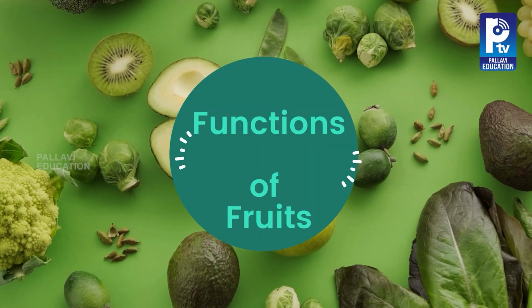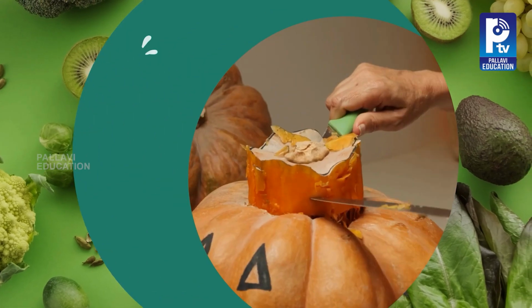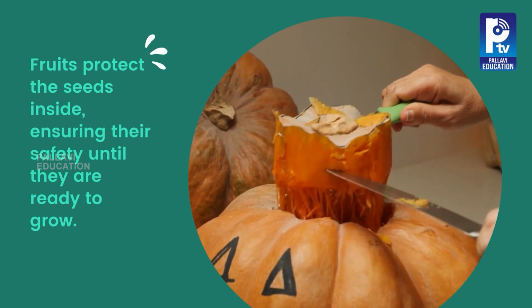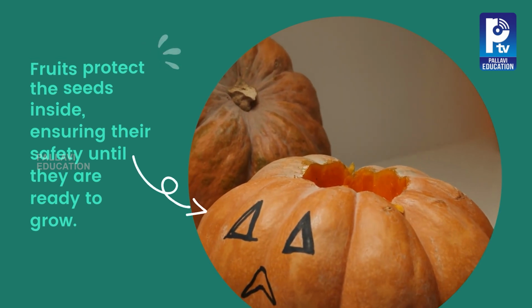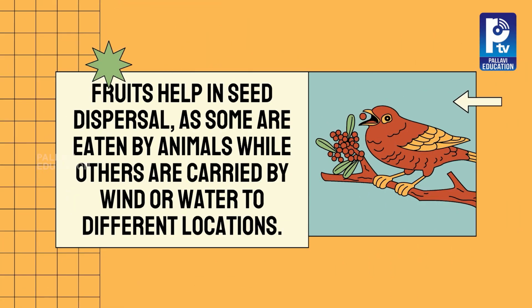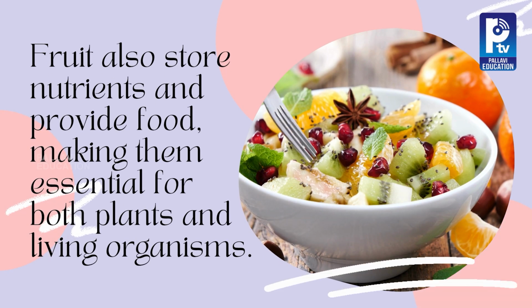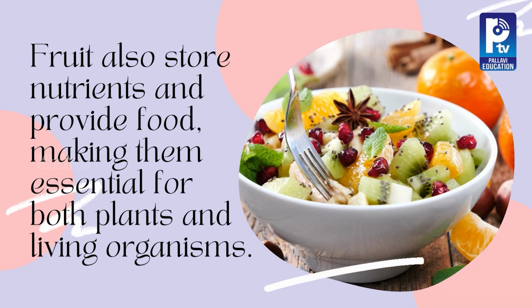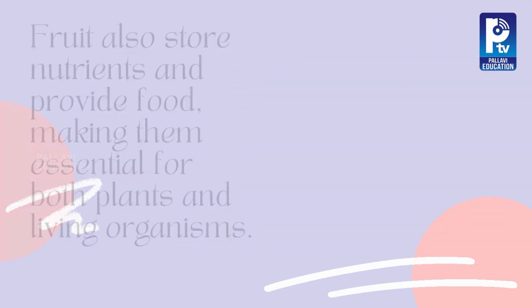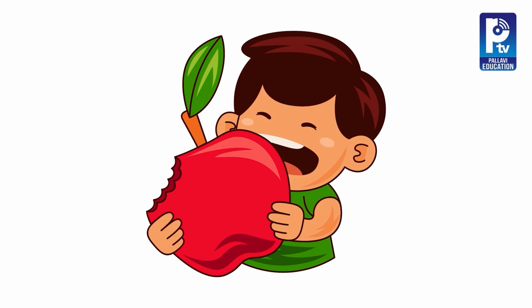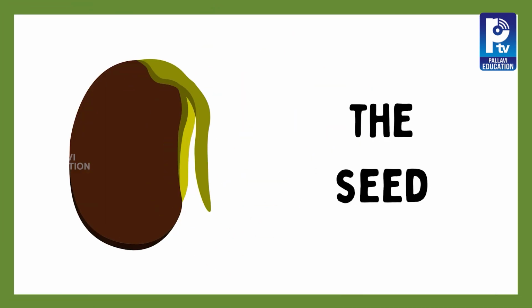Now, let's understand the functions of fruits. They protect the seeds inside, ensuring their safety until they are ready to grow. Fruits help in seed dispersal, as some are eaten by animals, while others are carried by wind or water to different locations. They also store nutrients and provide food, making them essential for both plants and living organisms. So, the next time you eat a fruit, remember how important it is, not just for us, but for plants too. Seeds hold the secret to new life.